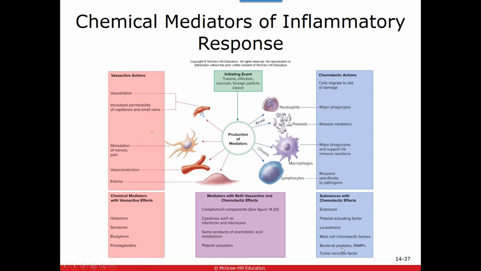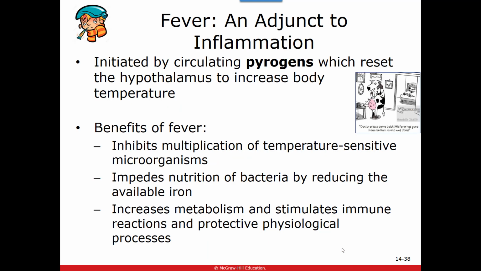Now, another process of our immune system that's usually accompanied with inflammation, not always, is fever. A fever is anything that brings your body above its 98.6 Fahrenheit or 37 degrees Celsius body temperature. Things that initiate fevers are called pyrogens.